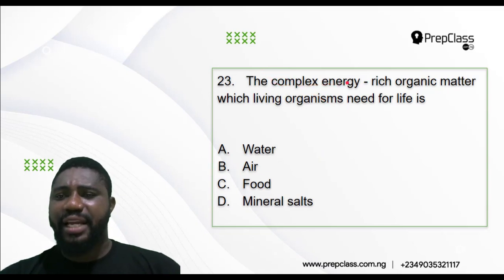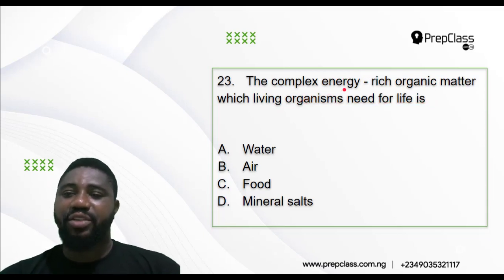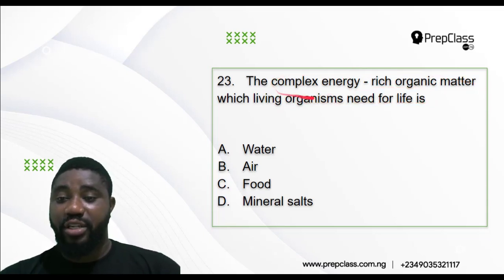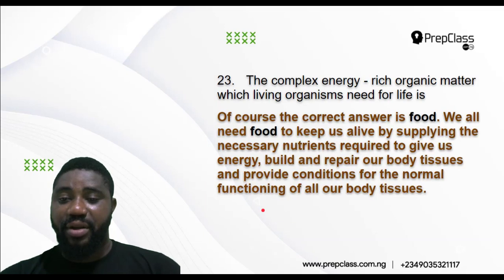23. The complex energy-rich organic matter which living organisms need for life is: A, water; B, air; C, food; D, minerals? Of course, we know that the correct answer is food.